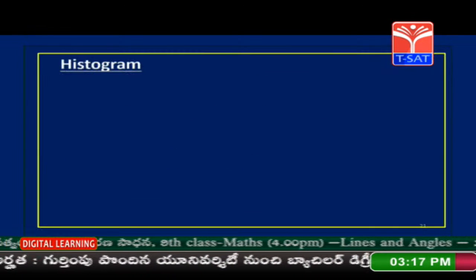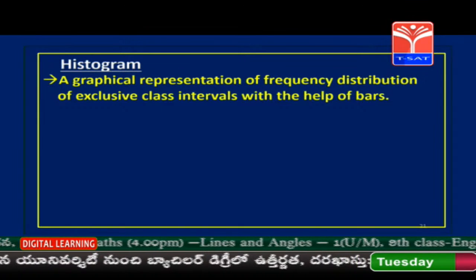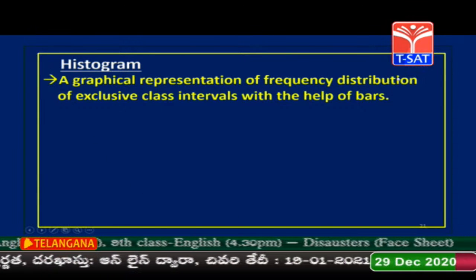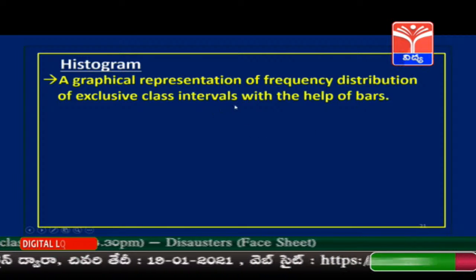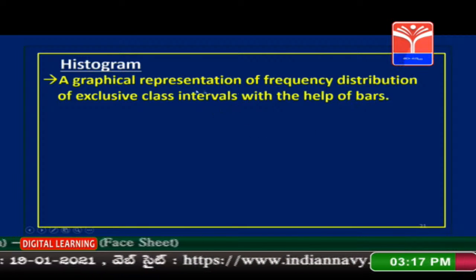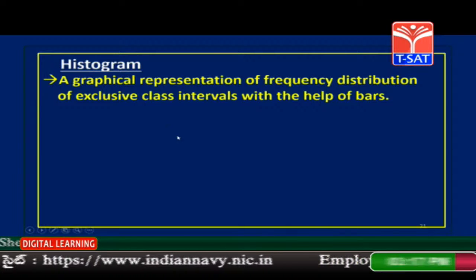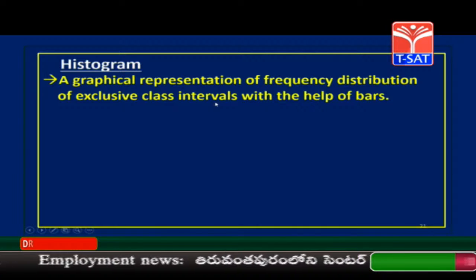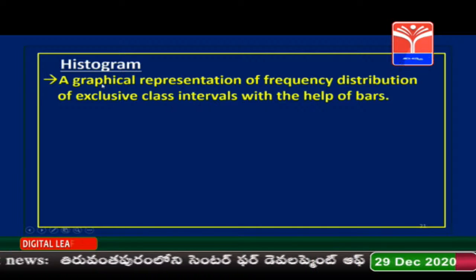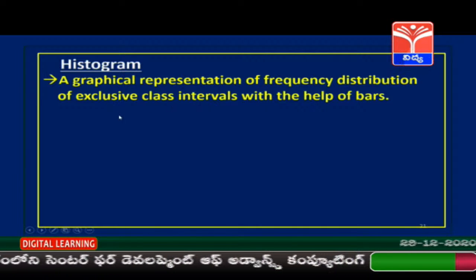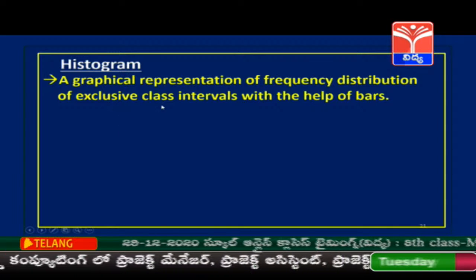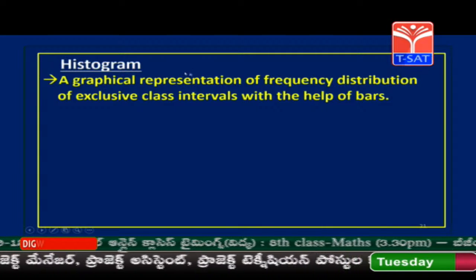Graphical representation of grouped frequency distribution. Children, in that first we are going to learn about histogram. What is a histogram? Yes, a graphical representation of frequency distribution of exclusive class intervals with the help of bars. Children, we cannot construct histogram for inclusive classes. We have to construct histogram for exclusive classes. Suppose if I want to construct histogram for inclusive classes, what we have to do? We have to convert them into exclusive classes first, then we have to go for histogram.